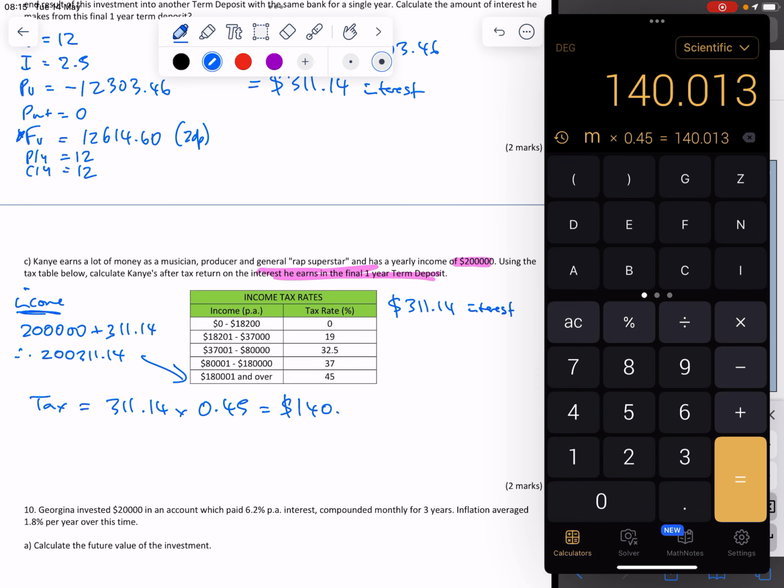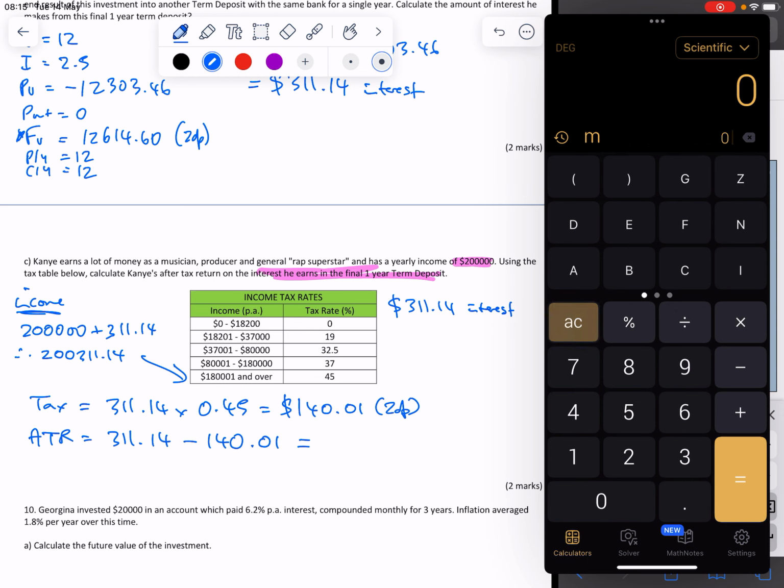After tax return, what amount of money he's supposed to get from his interest after he's been taxed, is the $311.14 minus the $140.01 that the government takes. 311.14 minus 140.01 is $171.13 after tax return for Kanye.